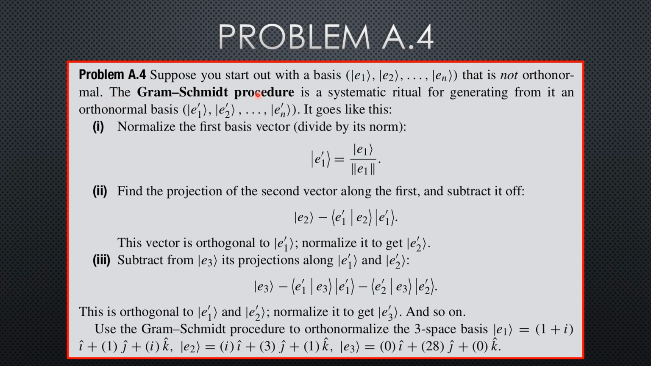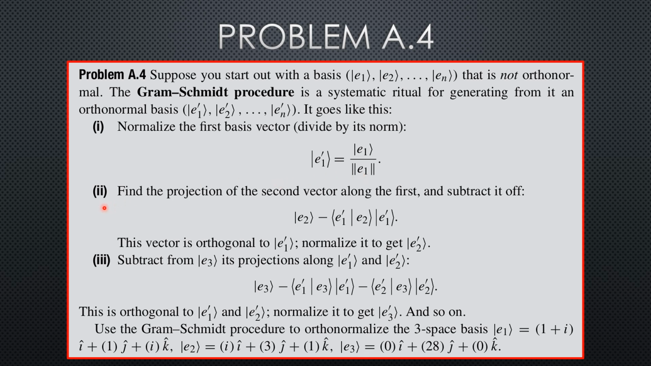The Gram-Schmidt procedure is a systematic ritual, that's a really good way of putting it, it's a ritual, for generating from it an orthonormal bases e1 prime, e2 prime, en prime. It goes like this. Step 1, normalize the first bases vector by dividing by its norm. So we have some vector e1 prime equals the given vector, and then divide it by its magnitude called the norm. So we're just getting rid of its length, so to speak.